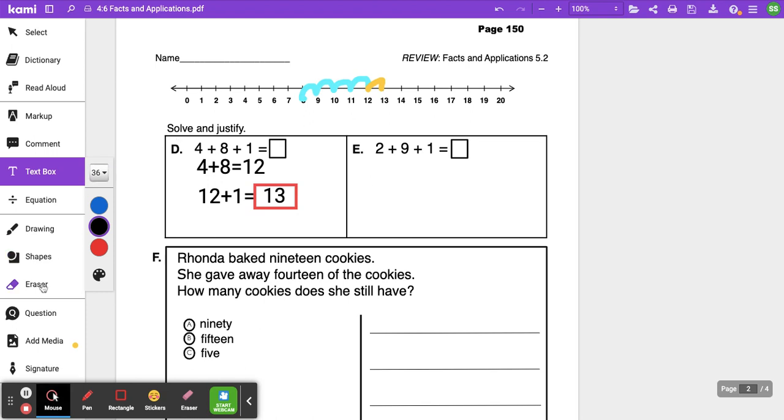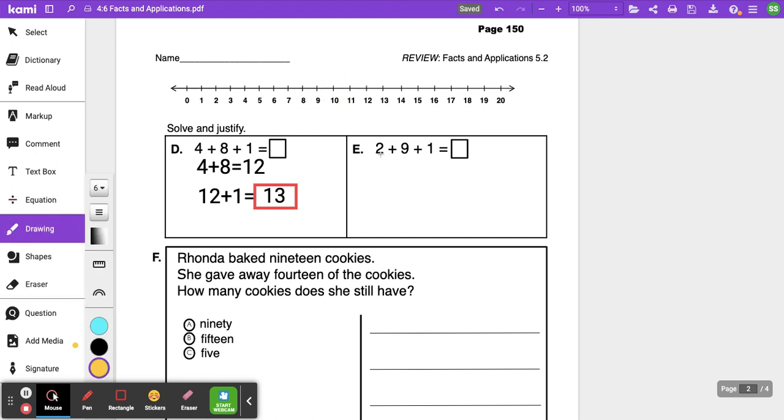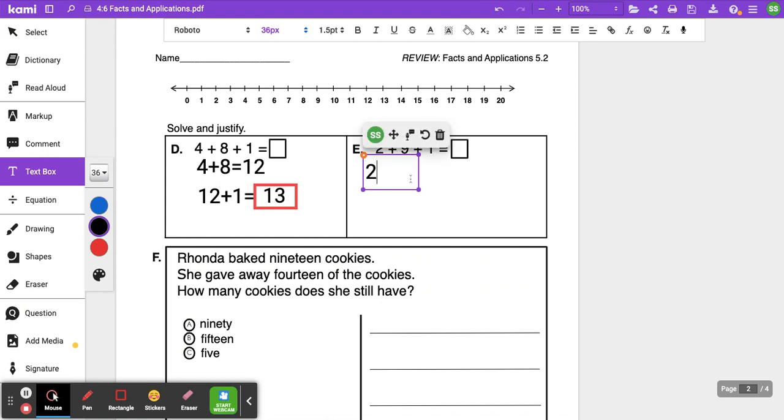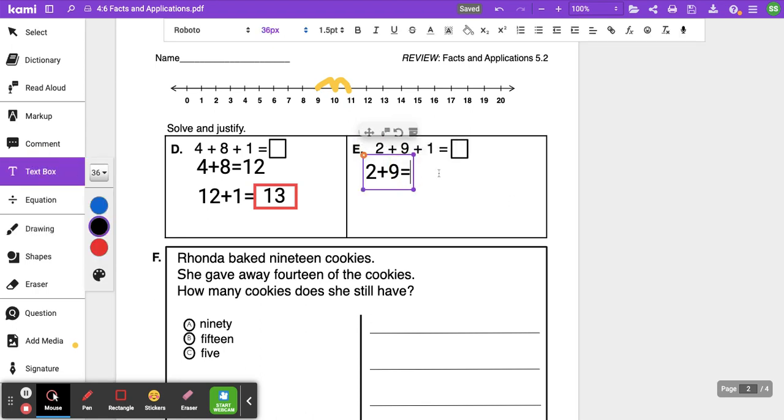Let's look at E. I want to go ahead and erase up here the lines that I made so that it's nice and clean for the next problem. Okay, 2 plus 9 plus 1. So let's start with the first two numbers. 2 plus 9 equals, I'm going to start with the largest number, 9, and I'm going to add on 2. 9, 1, 2. What number did I land on? 11. 9 plus 2 is the sum of 11.